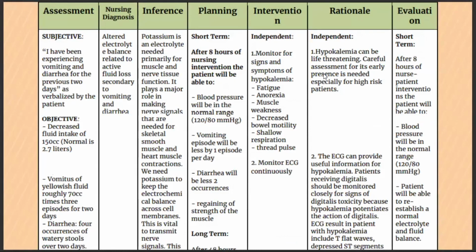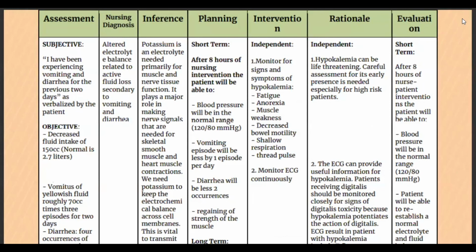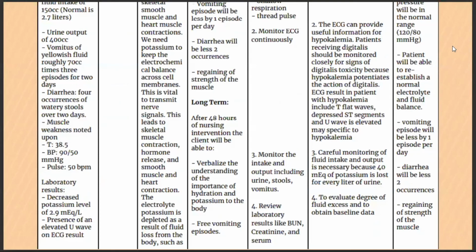And for the evaluation, short term, after 8 hours of nurse-patient intervention, the patient's blood pressure will be in the normal range of 120/80. Patient will be able to reestablish a normal electrolyte and fluid balance. Vomiting episode will be less by 1 episode per day. Diarrhea will be less, 2 occurrences, and regaining of strength of the muscle.